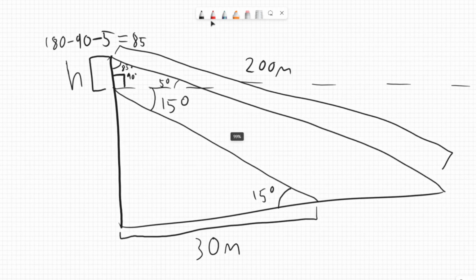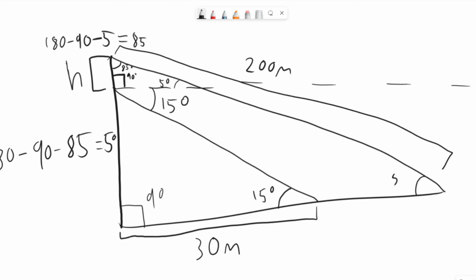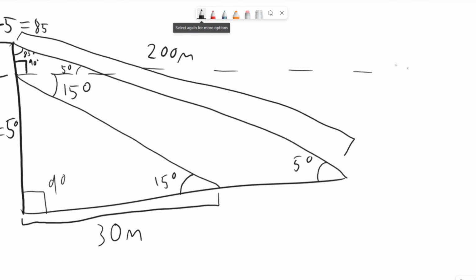Now, since that's 85 degrees, if we look at the whole triangle, we know that this will be 90 degrees. So we now need to solve for this. Using the same thing where we take 180, and we subtract 90, and we subtract 85, we can now figure out that it should be a 5-degree angle here. You could also realize this triangle here is just a scaled down version of the big triangle, and so the angle here will be the same as this angle here. But you can also work it out as I did, in case you forget.